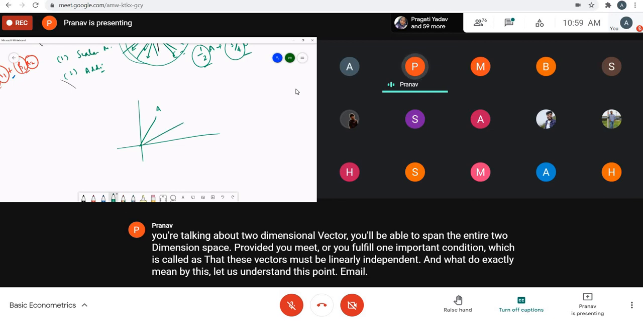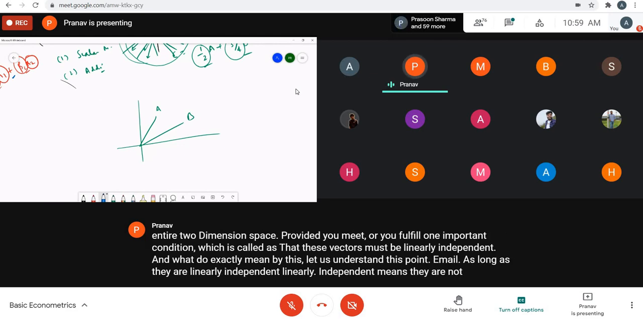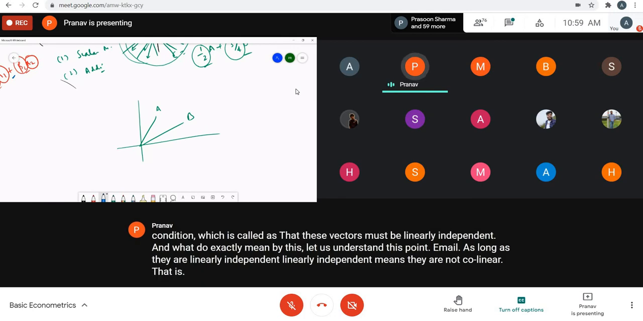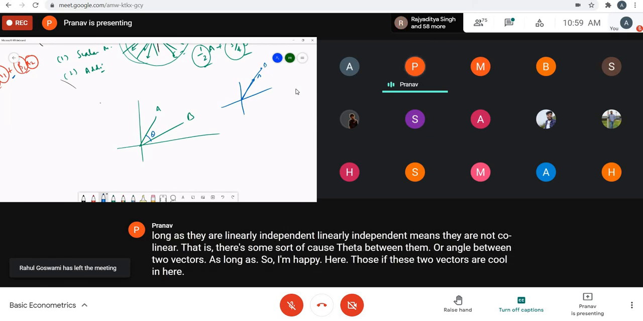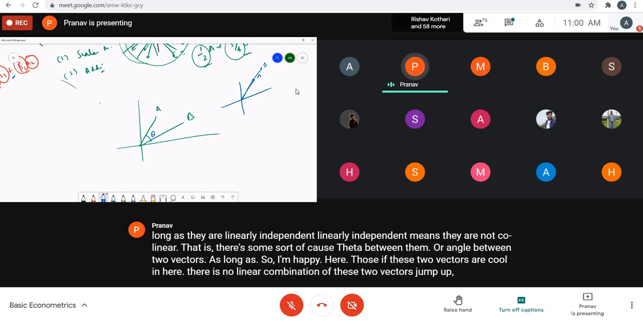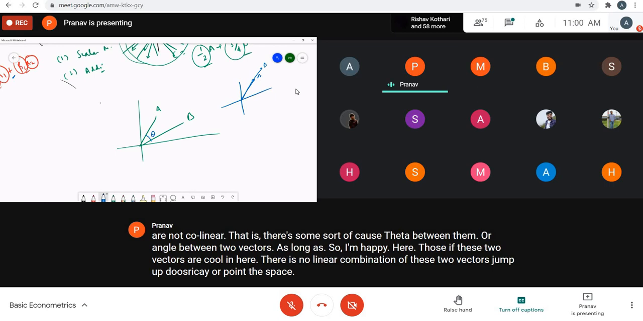This is my A, this is my B. As long as they are linearly independent, meaning they are not collinear, that is, there is some sort of cos theta, or angle, between the two vectors. If these two vectors A and B are collinear, there is no linear combination of these two vectors where you can reach some other point in the space. You cannot do that.